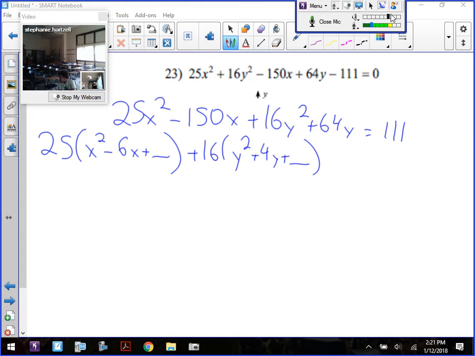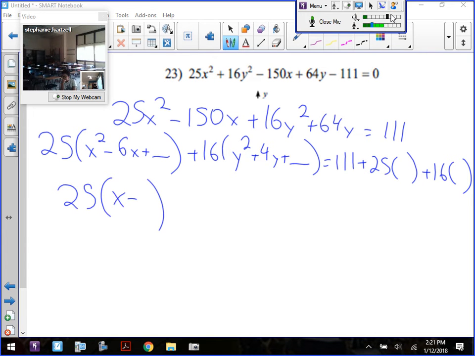So it's going to equal 111 plus 25 times something plus 16 times something else. Or it could be the same something. I don't know. And now I go through the process of completing the square. Whenever I complete the square, I'm going to take half of my b value, and that always drops into my parentheses. So we're going to have 25 times the quantity. Well, what's half of negative 6? Negative 3. Very good. When I square that, what do I get? 9. So 9 goes up here and over there.